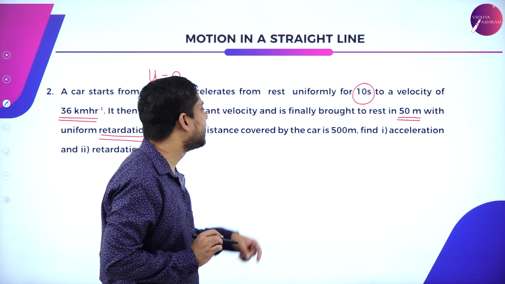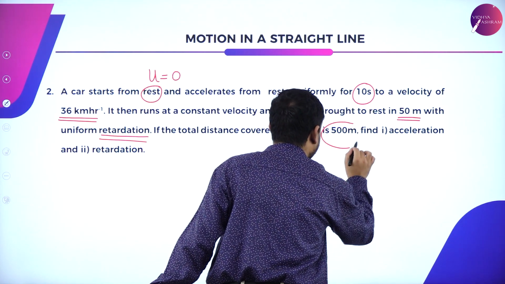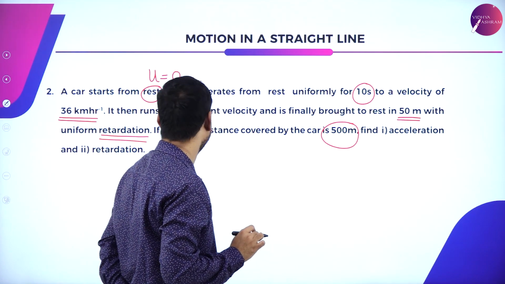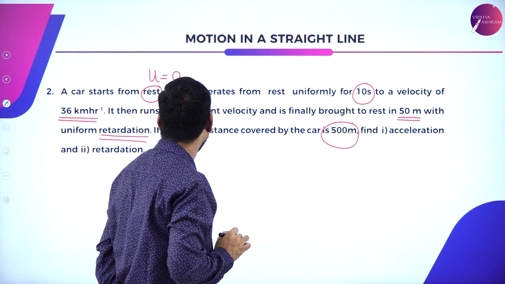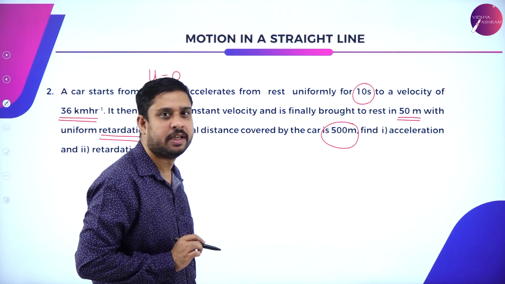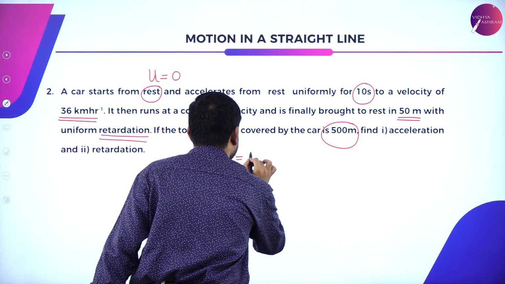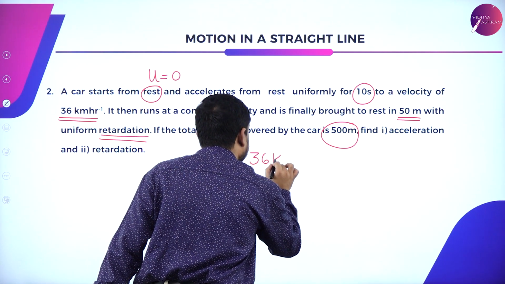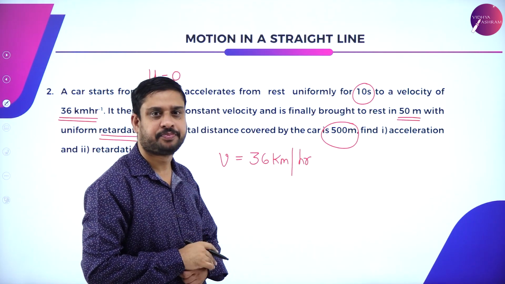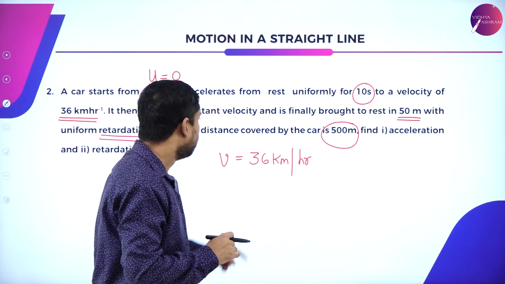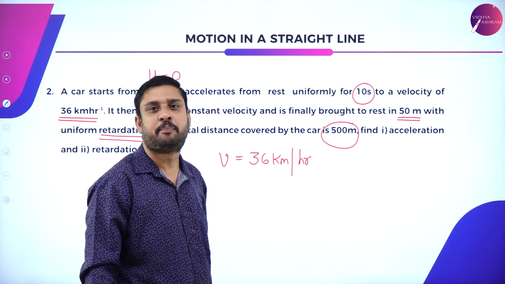If the total distance traveled by the car is 500 meters, find the acceleration and the retardation. Now, v is 36 kilometer per hour. Now, if you look at the unit, it is kilometer per hour.